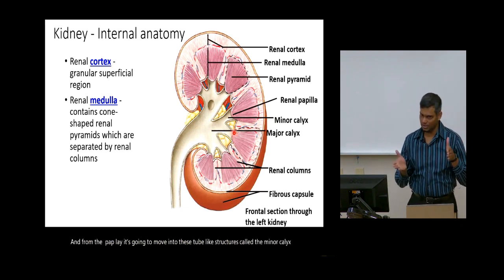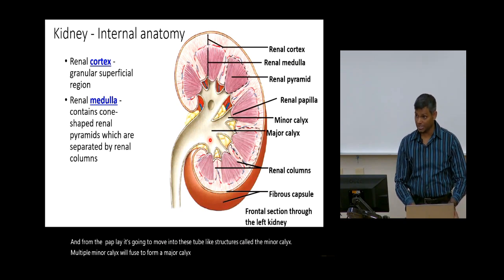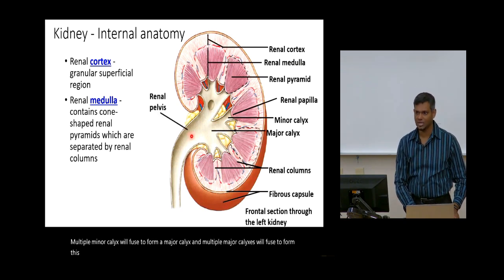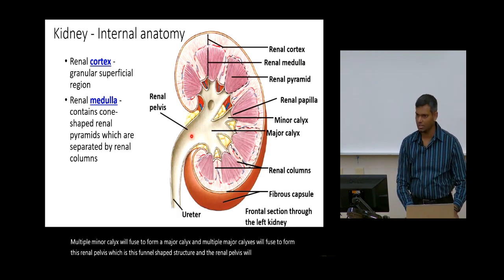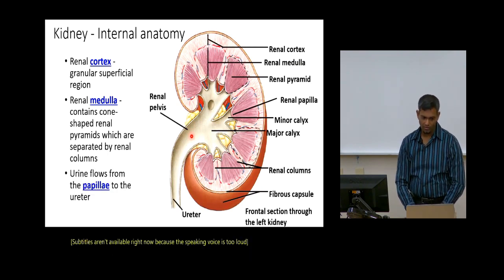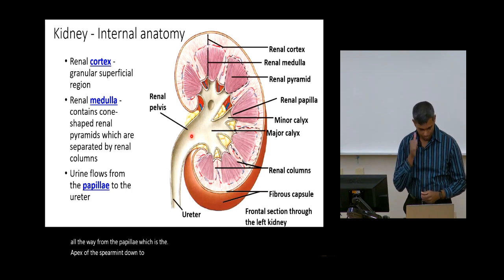Multiple minor calyces will fuse to form a major calyx, and multiple major calyces will fuse to form the renal pelvis, which is a funnel-shaped structure. The renal pelvis will eventually lead to the ureters, which will carry the urine from the kidneys. So we see that the urine will flow all the way from the papillae, which is the apex of those pyramids, down to the ureter.